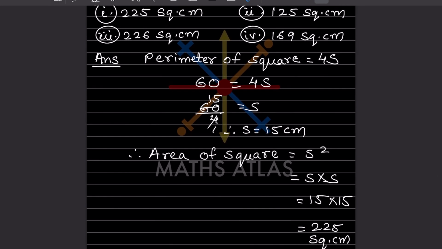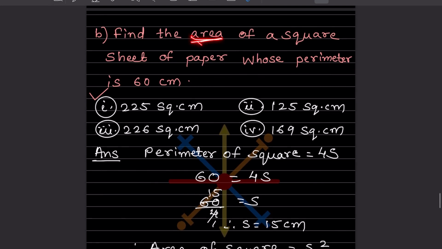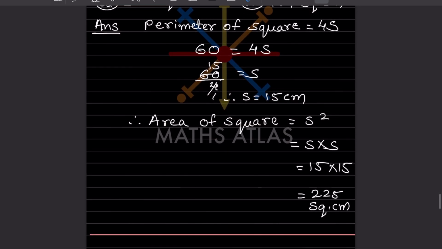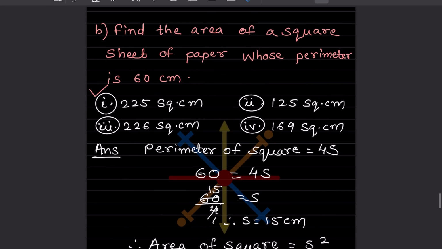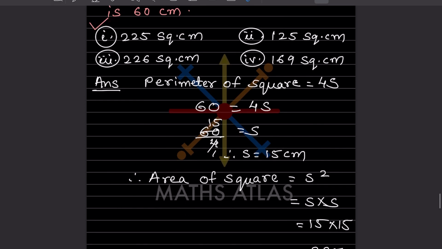So now that is not done. They asked us what is the area. We got the side, so now again you are going to use the formula for area of square, and that is s square. This again we can split up into s into s for our convenience. s is 15, so 15 into 15, that is 225. And because it is area, you have to write square centimeter. So this is the correct option.